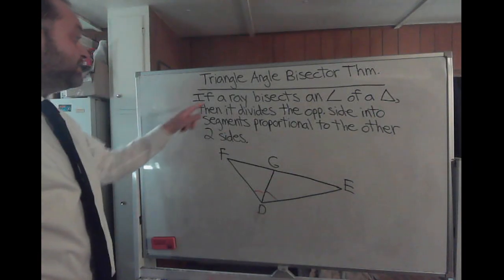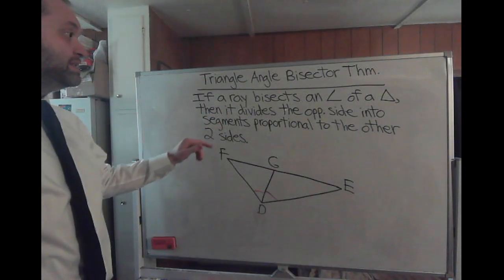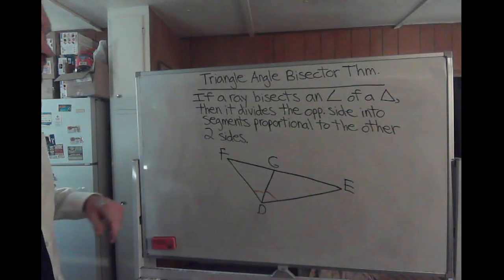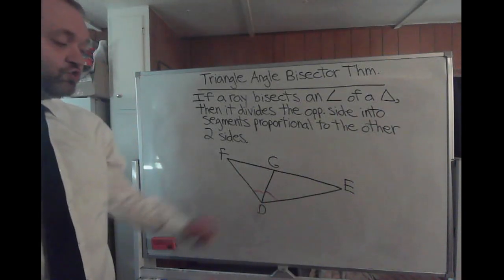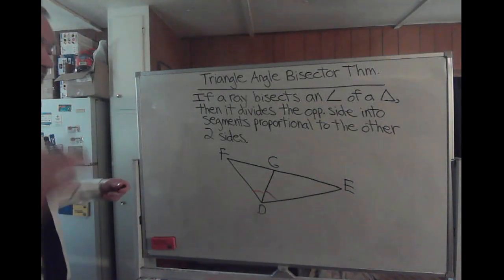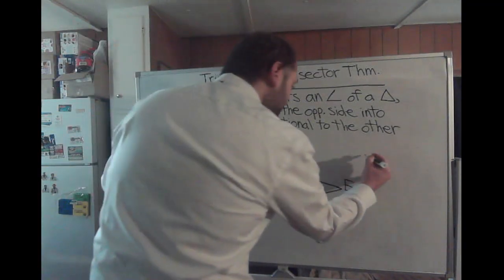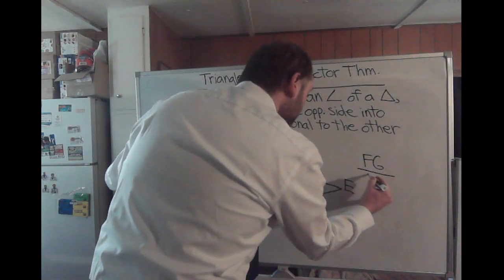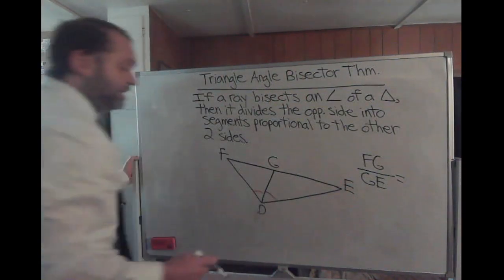It states that if a ray bisects an angle of a triangle, then it divides the opposite side into segments proportional to the other two sides. Okay, so what does that mean? Clearly we see ray DG bisects angle FDE of this triangle, right? You've got the congruency markers here, meaning it bisects that angle. Well, when you have that, it divides the opposite side, which would be FE. It divides it into FG over GE, right? So FG is in ratio to GE.